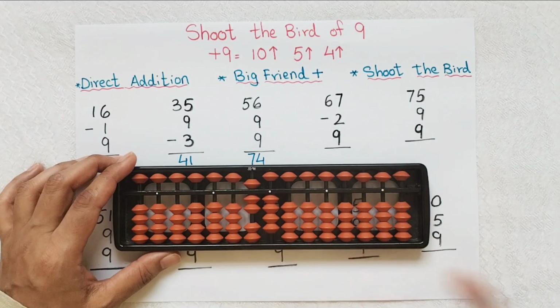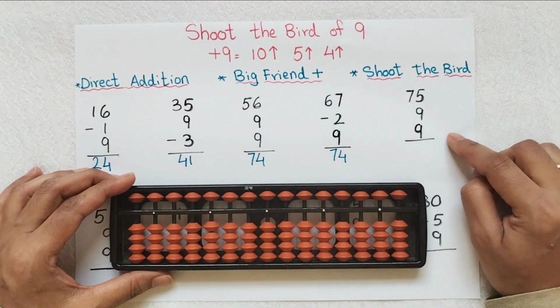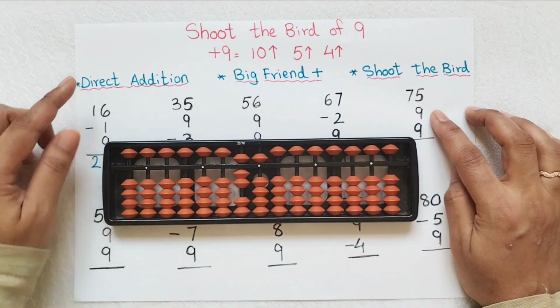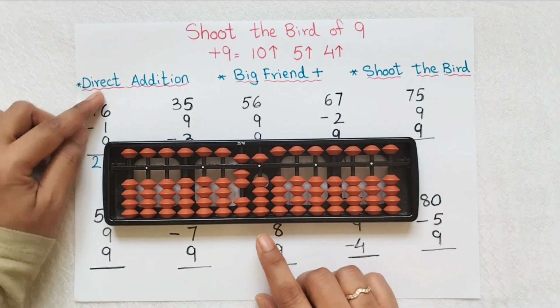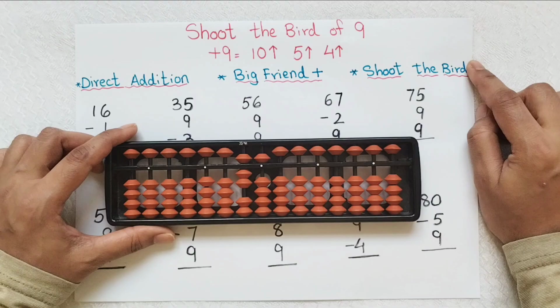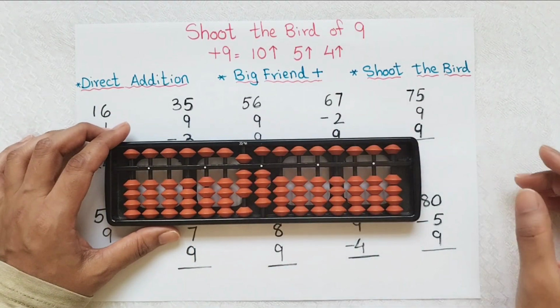My answer is 74. Next, 75 plus 9 plus 9. 75. Now plus 9 is direct addition I cannot do. Big friend addition also I cannot use. So I have to use shoot the bird technique. That is 10 up, 5 up, 4 up.